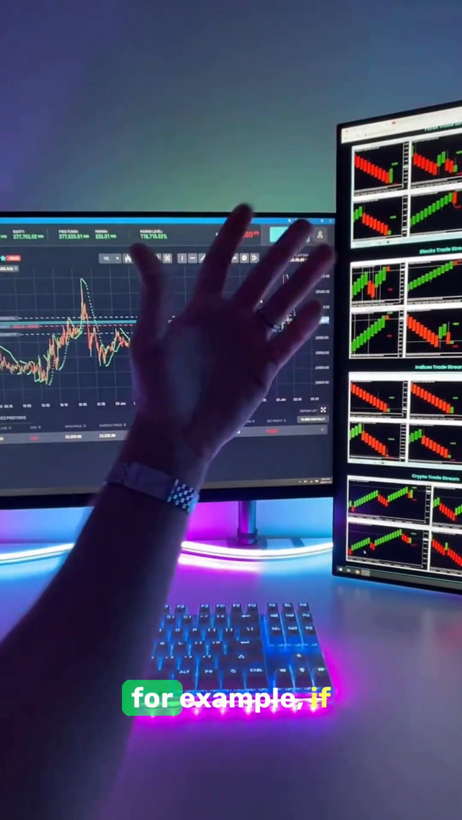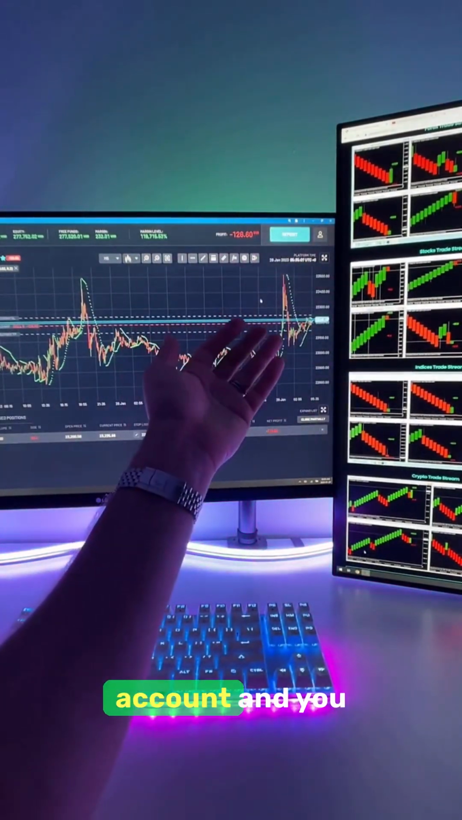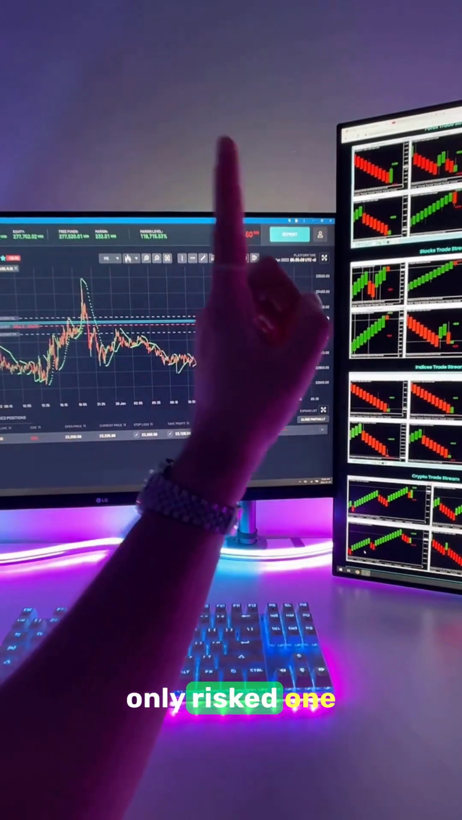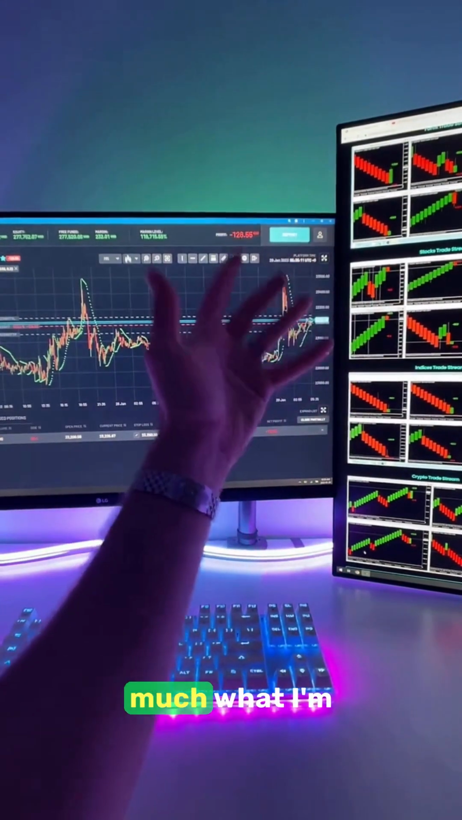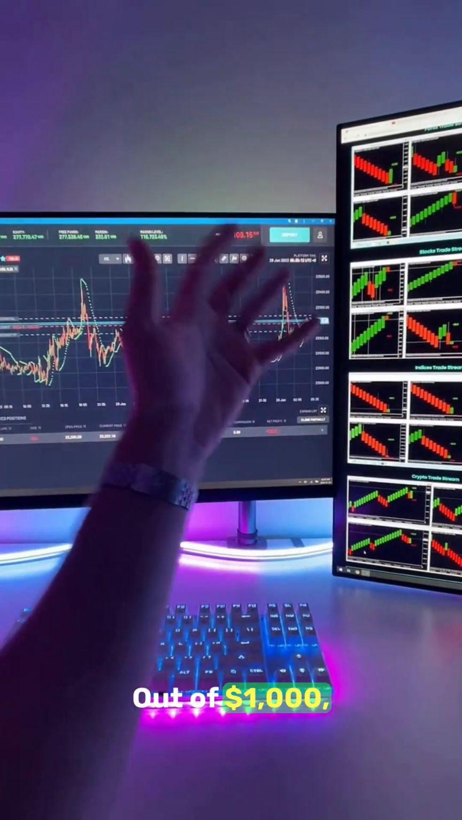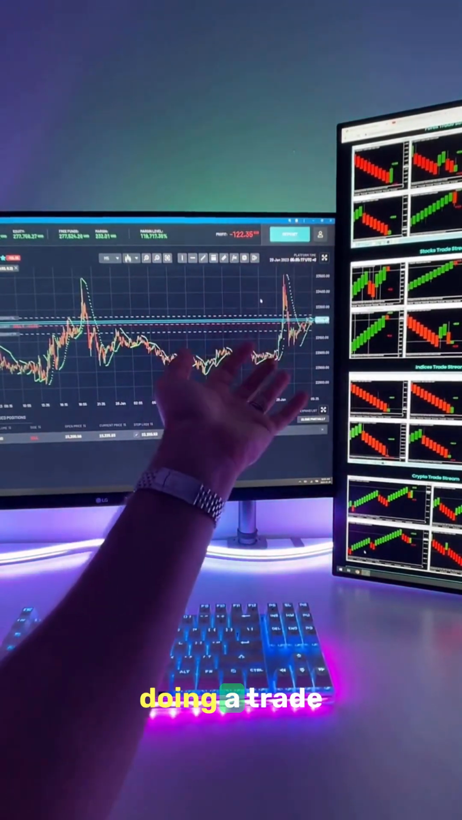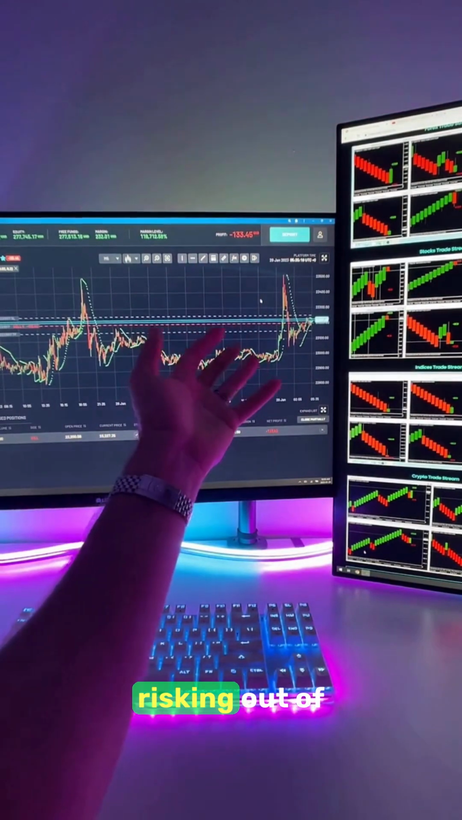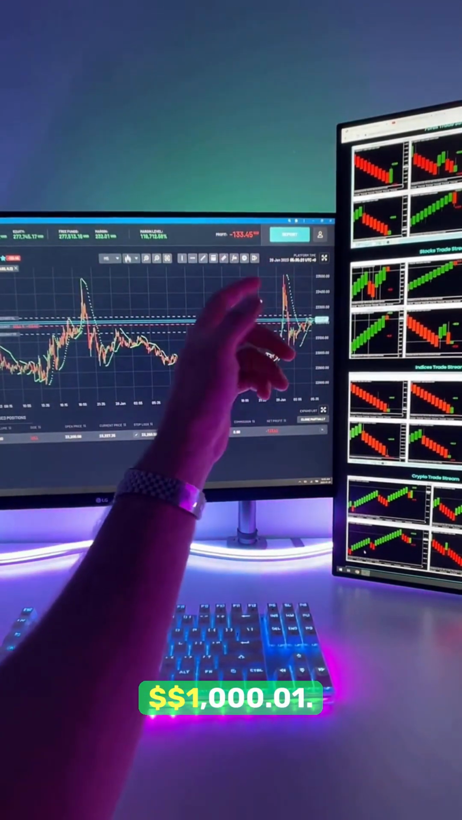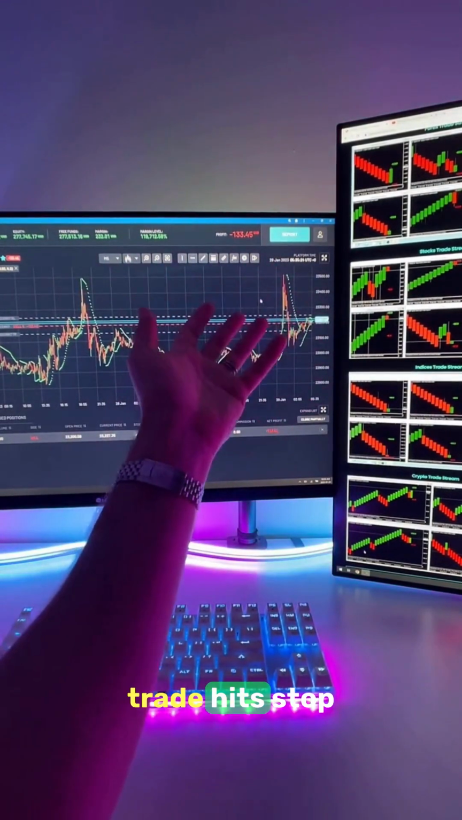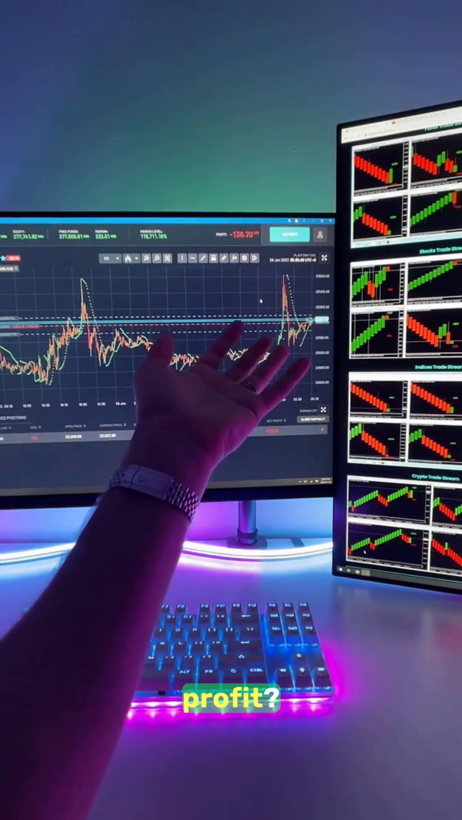That means that, for example, if you had a $1,000 account and you only risked $1, that's pretty much what I'm doing, guys. Out of $1,000, I'm only risking $1. Okay. Now, if you're risking $1 out of $1,000, how would you feel if that trade hits stop loss or even hits take profit?